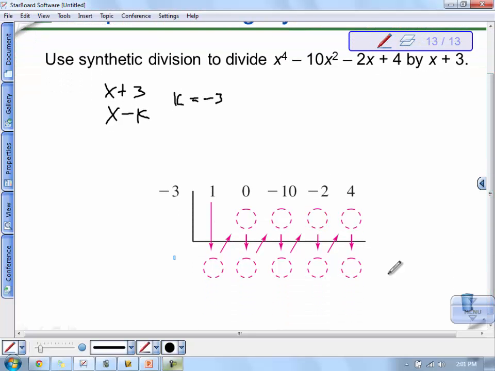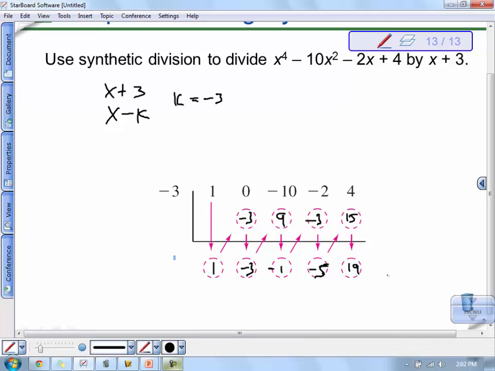Okay, and then that becomes a 1. You multiply negative 3 times 1 to get negative 3. You add, gives you negative 3. You multiply, gives you 9. Add to gives you 1. Multiply, add, multiply, and your remainder becomes 19 in this case. So for this one, my remainder is 19.